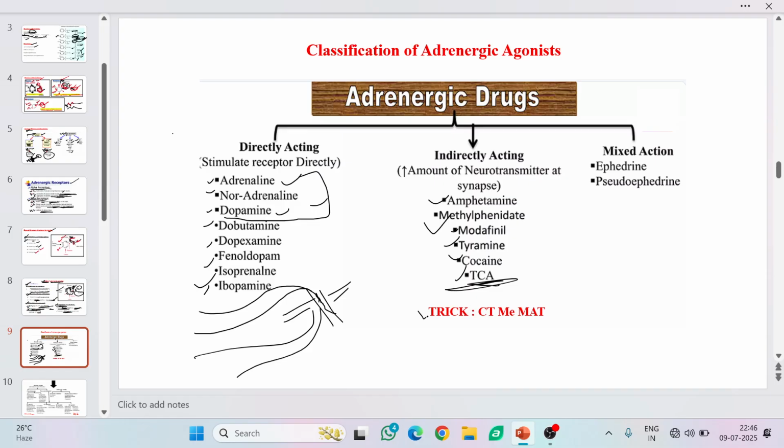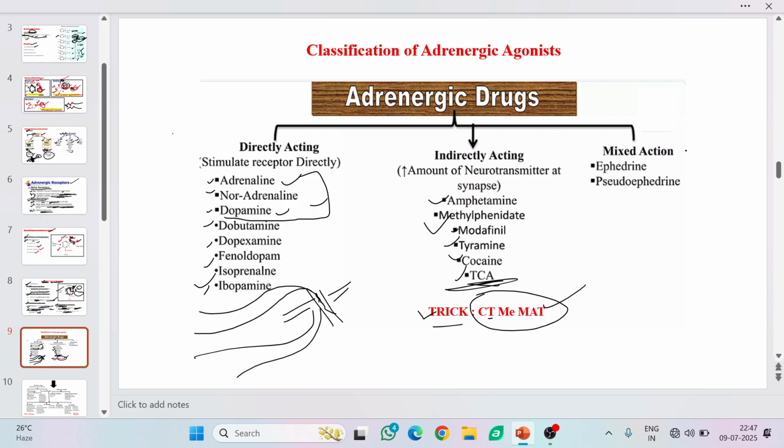So there is a simple trick to remember this. There is a simple trick. CT में MAT. Okay. So you can just remember through this trick. CT में MAT. C means cocaine. T means tyramine. M means methylphenidate. MAT. Okay. Modafinil. Then A for amphetamine and T for TCA.